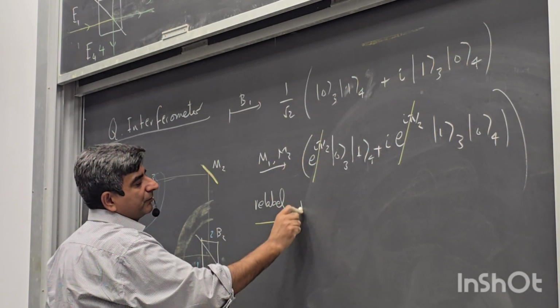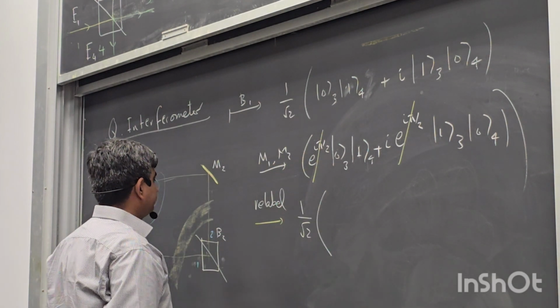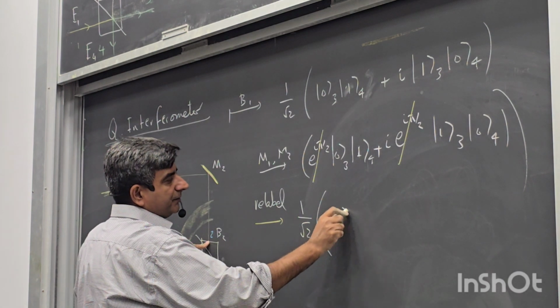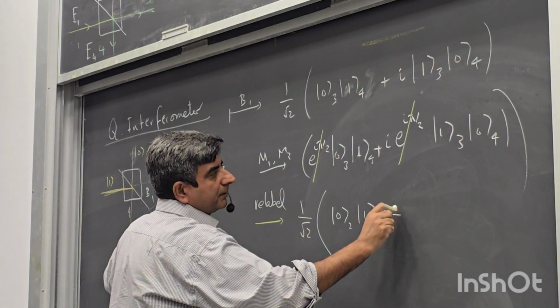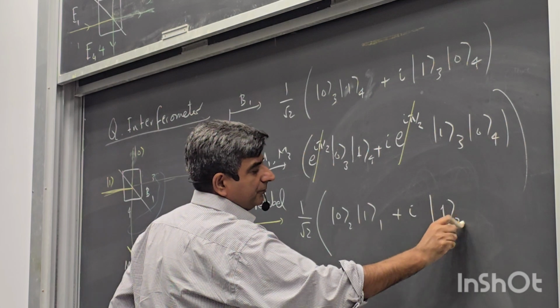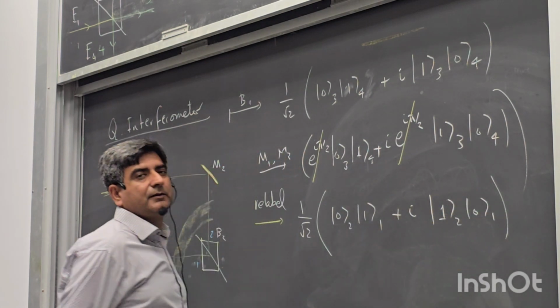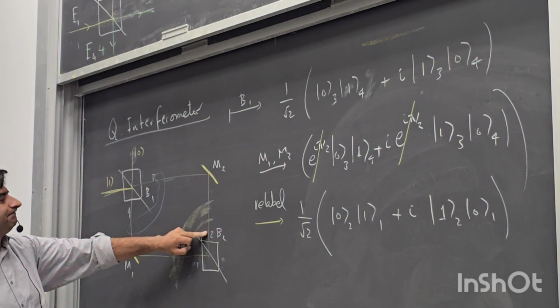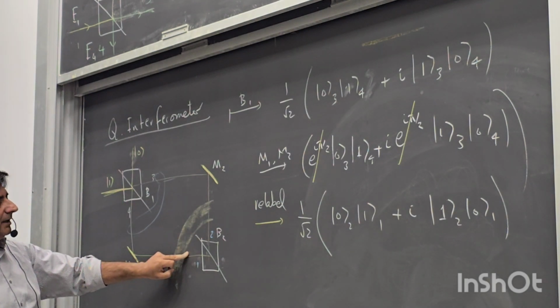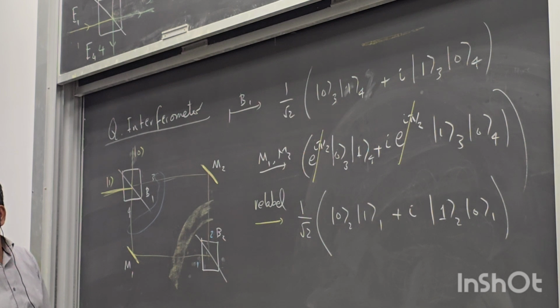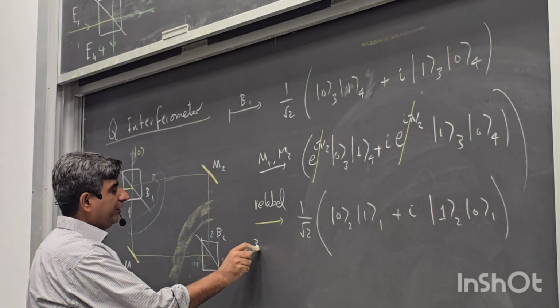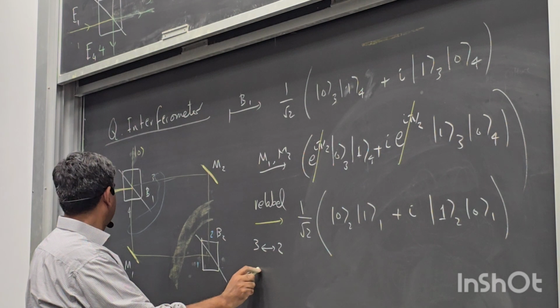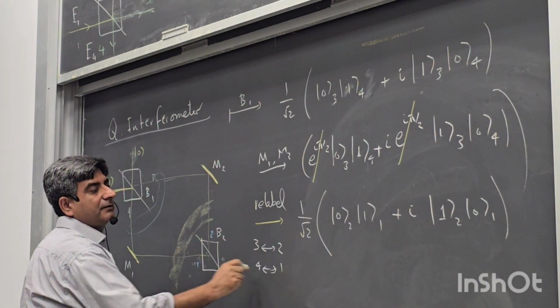So this becomes 1 over root 2, |0,2> plus iota |1,2> |0,1>. Alright? So I've replaced 3 by 2 and this path 4 by 1. Just 3 I called 2 and 4 I called 1.